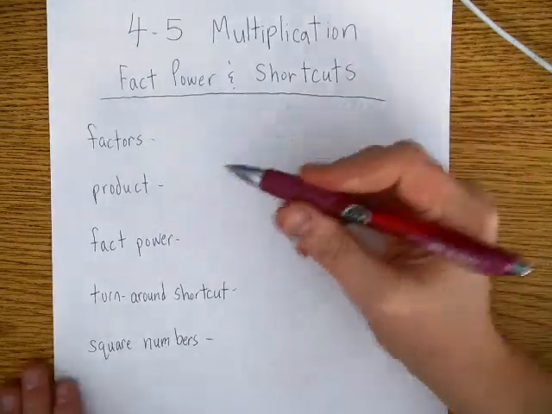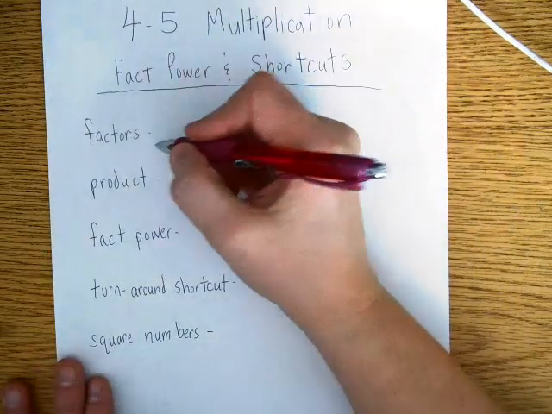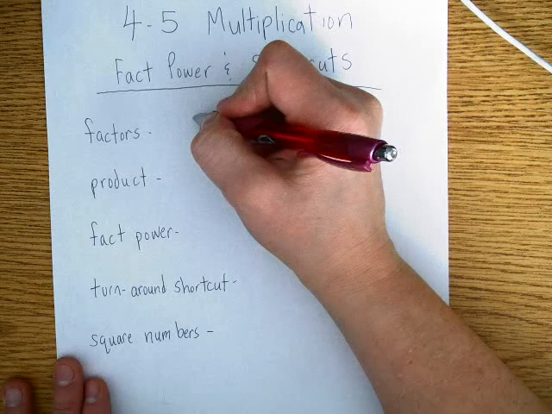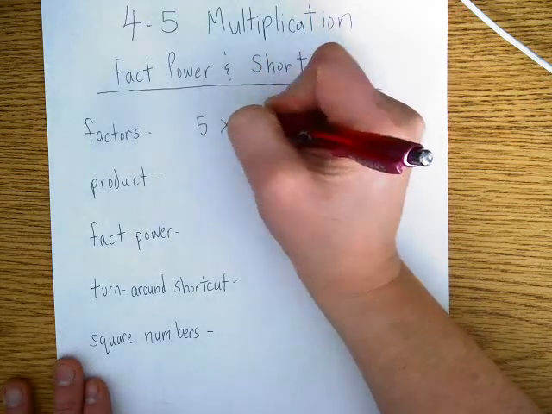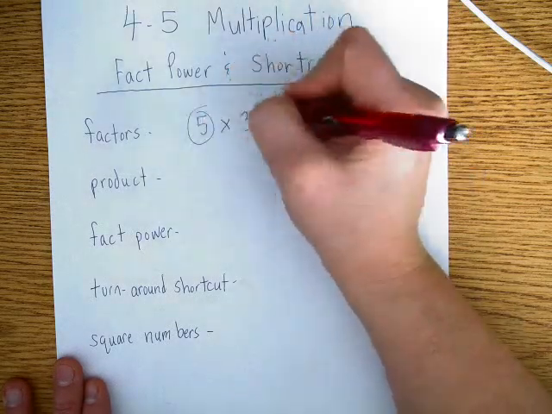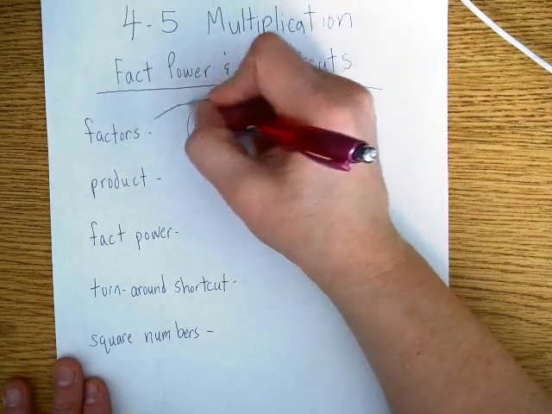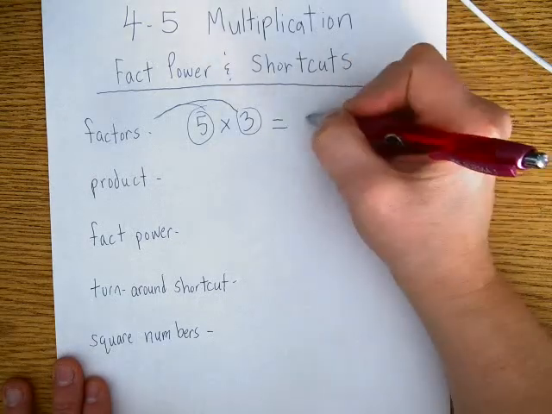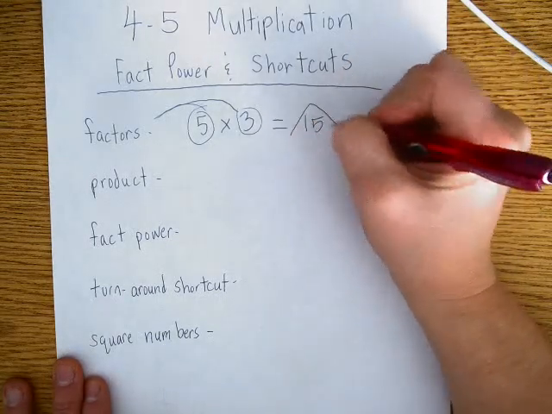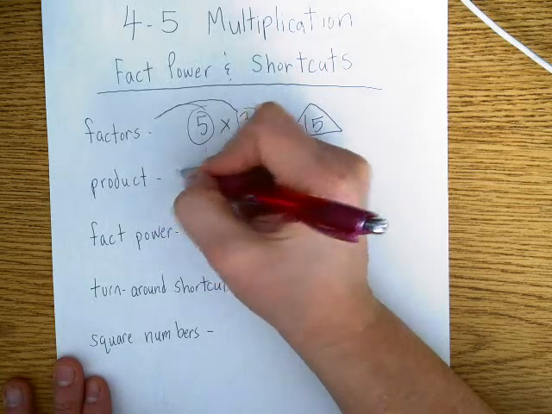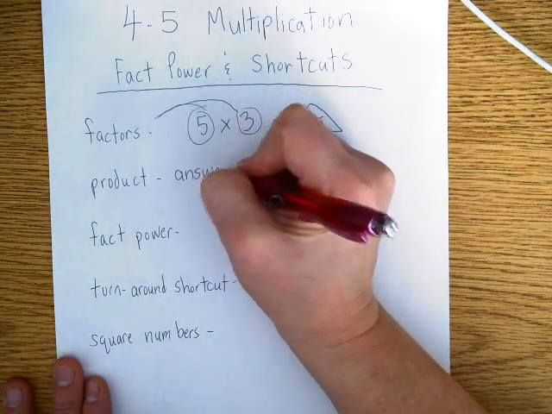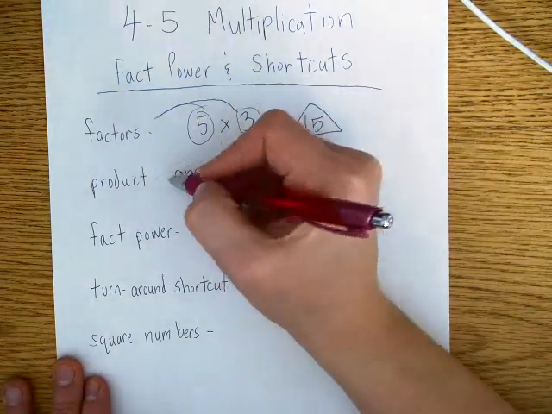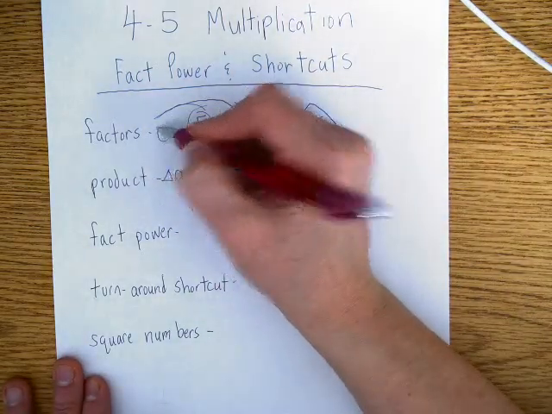The first vocabulary word is factors. Factors are what are multiplied together in a multiplication problem. So for example, in the problem 5 times 3, 5 and 3 are the factors. Now it equals something. It equals 15. Put that in a triangle. The product is the answer to a multiplication problem. So 15 would be the product, and 5 and 3 would be the factors.